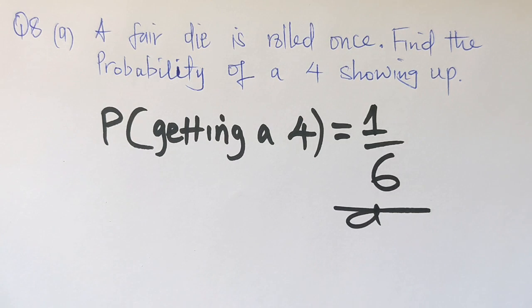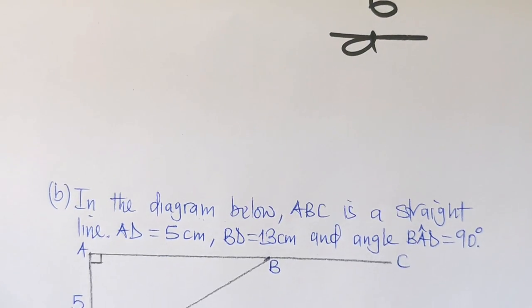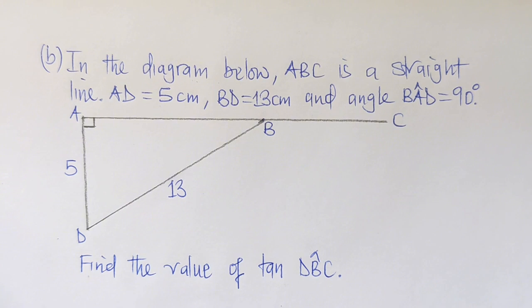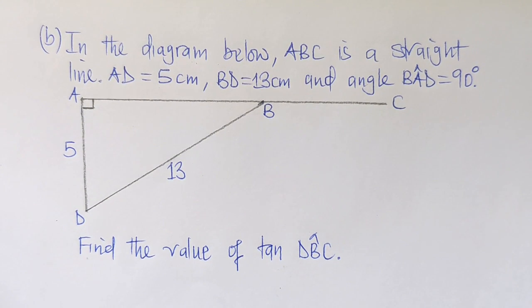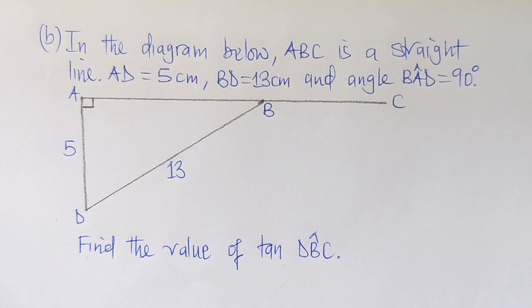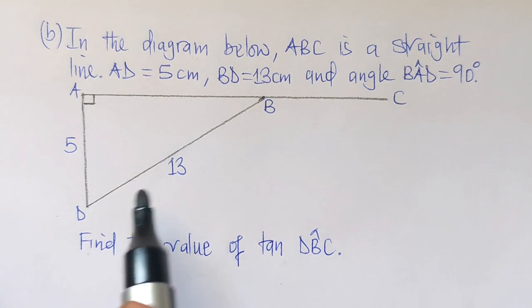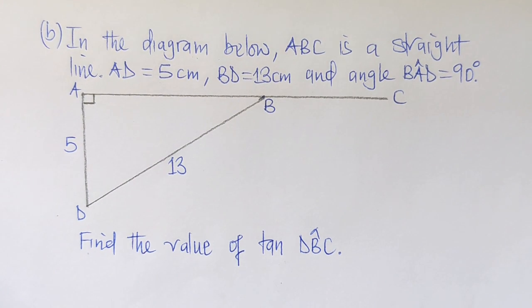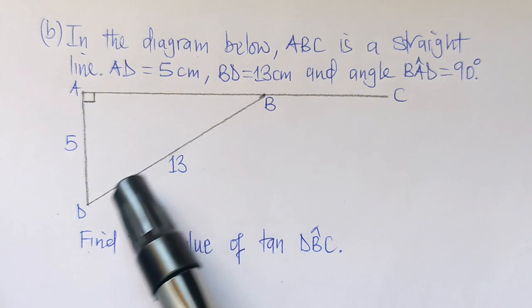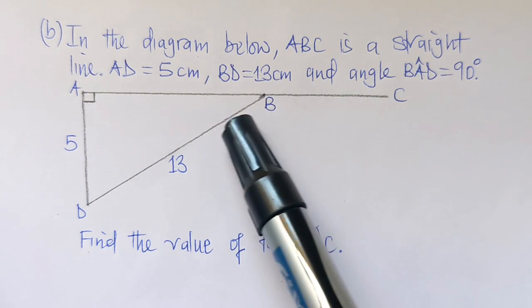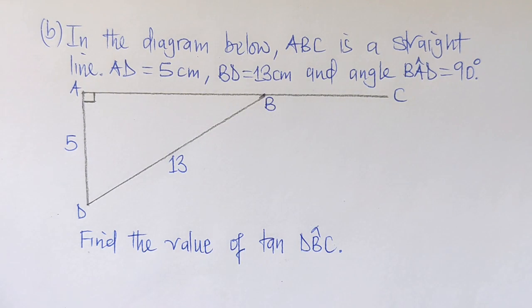Moving on to B. For B, the question reads, in the diagram below, ABC is a straight line. AD is equal to 5 centimeters. BD is equal to 13 centimeters, and angle BAD is equal to 90 degrees. So this diagram here shows all that information. Find the value of tan DBC. So DBC is this angle here. This measure is more than 90 degrees.